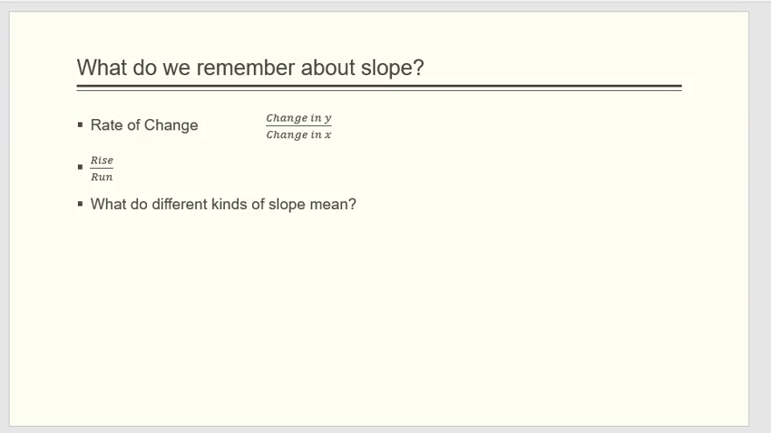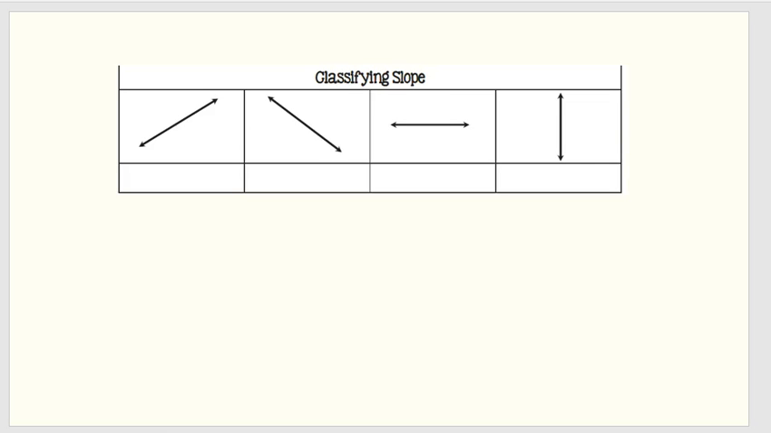Looking first at the slope of the line, you may recognize the rate of change. There's a change in the y over the change in the x. And then, of course, that old rise over run that we talked about with slopes in Algebra 1. So what do these different slopes look like and what do they mean? Let's take a look at this chart.